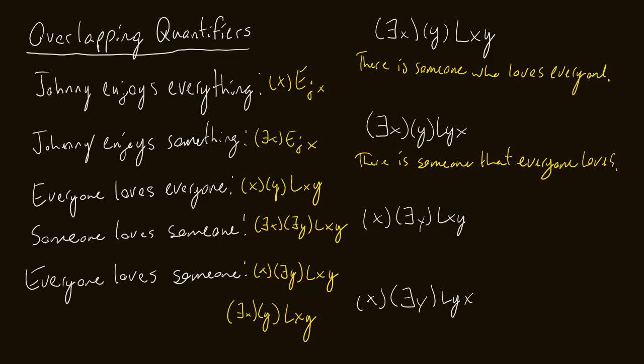Now we're going to flip our quantifiers, so we're going to go universal first and then existential. So for all x, there exists a y such that x loves y. That means that everybody is going to love someone. And we've done that already. That was our example. So that means everyone loves someone. So hopefully I don't need to explain that again.